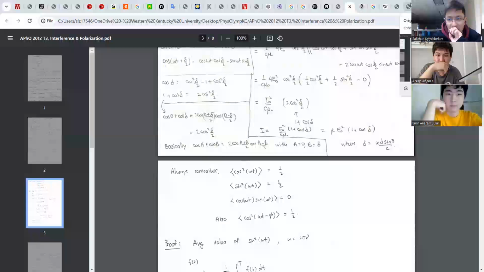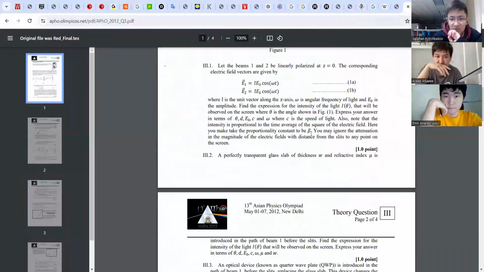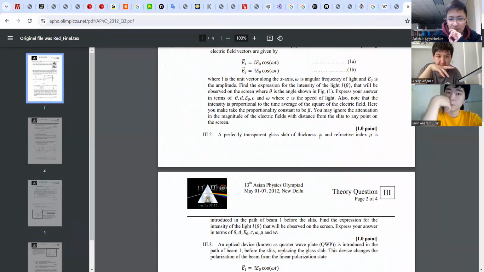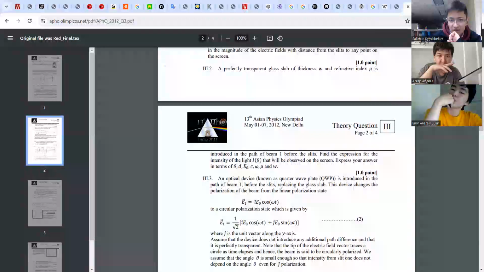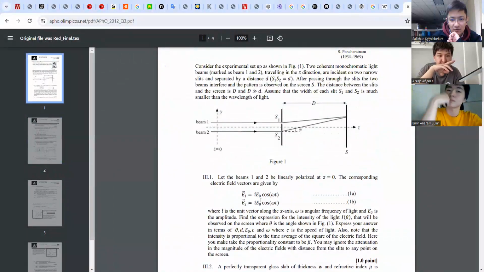The first part is relatively easy. The second: a perfectly transparent glass slab of thickness W and refractive index mu is introduced in the path of beam 1.